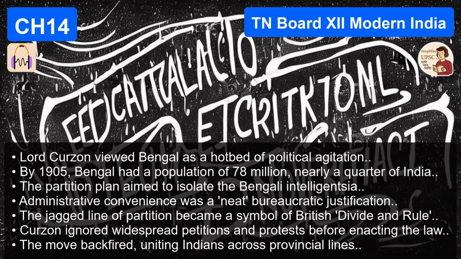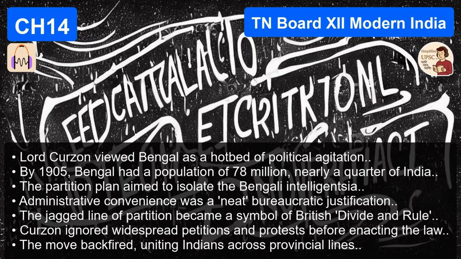The hardware is just as critical. The text highlights communication and transport, specifically the railways and the postal system. And the text credits Lord Dalhousie for laying these foundations. Now, we have to be absolutely clear. Dalhousie didn't build trains to help Gandhi travel around India. Oh, of course not. He built them to move troops quickly to quell rebellions and, more importantly, to move raw materials like cotton to the ports to ship back to Britain.